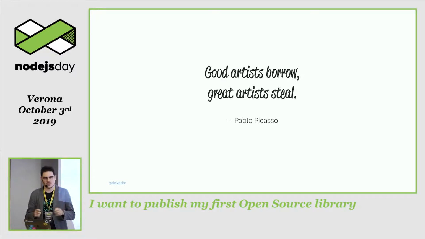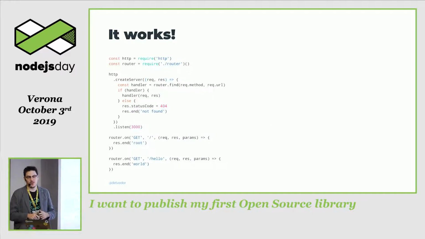So after a few months of work and a lot of fun, we had a working router. The API is slightly different. We have this router.find method, which returns a handler or not. So we have this if-else case to figure out what we have to do. Then we can declare the routes. Here we have the method and the path separated. It works well. We are quite happy.